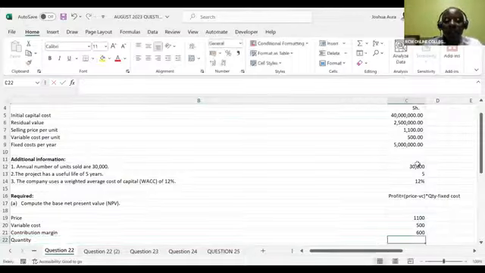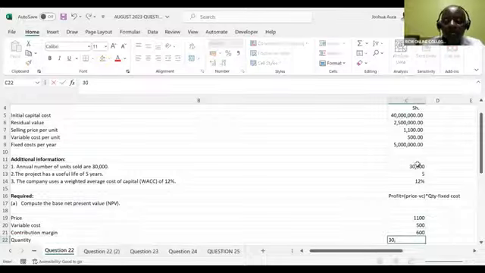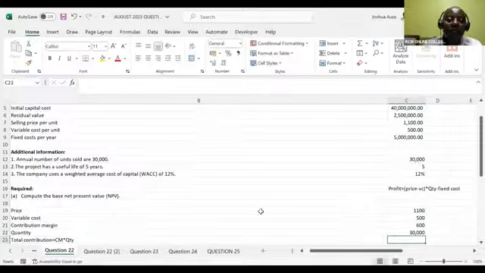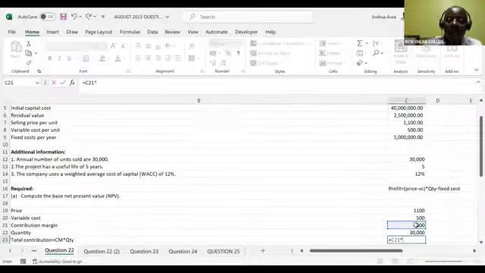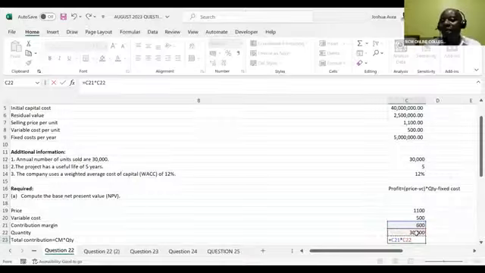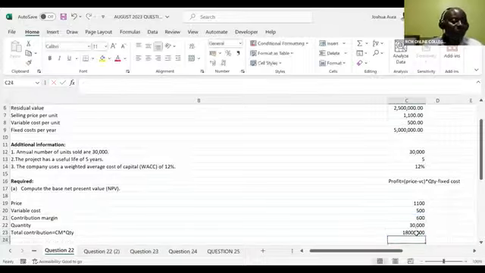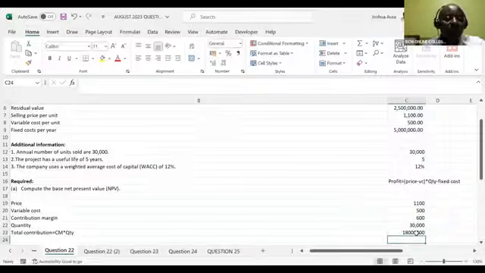Quantity is 30,000. You simply write there 30,000 so that now you can come here and get the total contribution by saying equals. You pick the contribution per unit that you have, and then you say times the quantity that is there. You're simply progressing. So come here and say enter. When you say enter, ladies and gentlemen, you are able to see something interesting there. Now you have what we call total contribution.